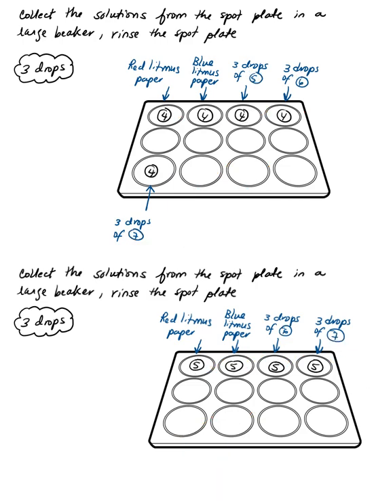Which is repeating the same thing again. So you're preparing your spot plate in the same way. Remember to clean everything out of your spot plate, rinse it with water, and now you can add 3 drops of number 4.